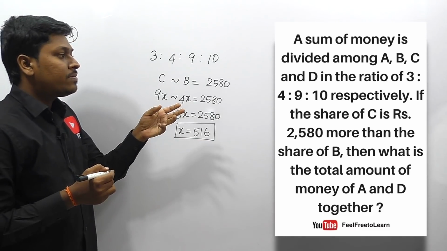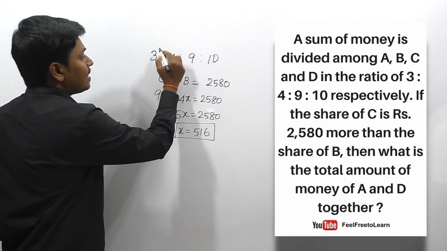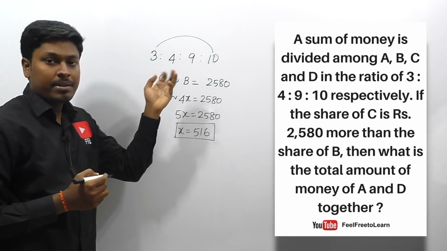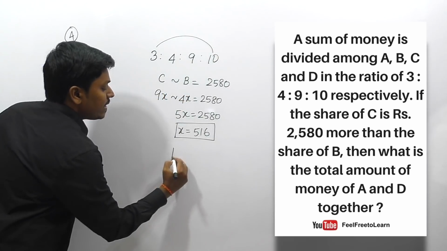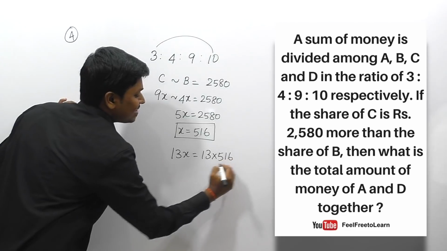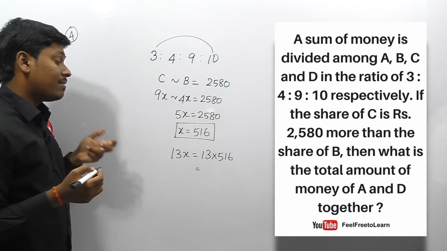But our target is to find the total amount of money of A and D, right? So A will be 3 parts, D will be 10 parts, the total will be 13 parts. So we need to find 13x. So 13 into 516. We need to multiply this and calculate the answer, right?